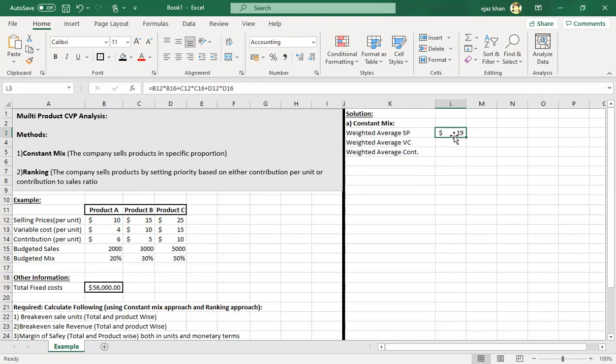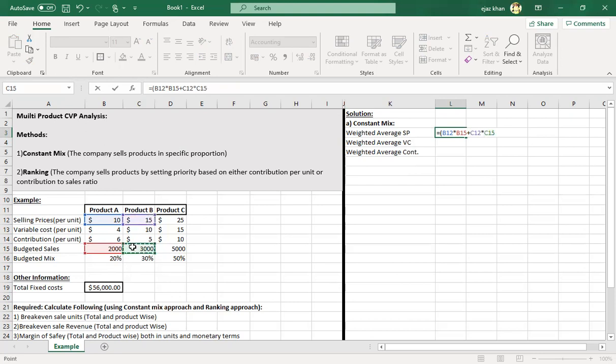The alternative approach is to use the sales figures. For that, what we need to do is to find out the budgeted sales first. 10 into 2000. It will give us the total sales figure for product A, the budgeted sales figure. 15 multiplied by 3000 for B, and 25 into 5000. So once we have calculated the total sales figure, the budgeted sales figure, all we have to do is to divide the budgeted sales figure by the total number of units.